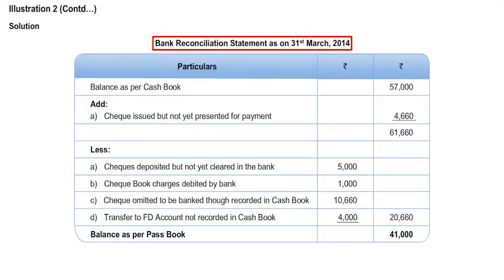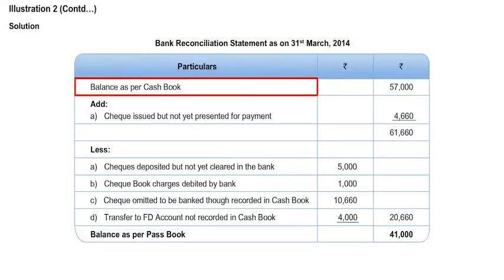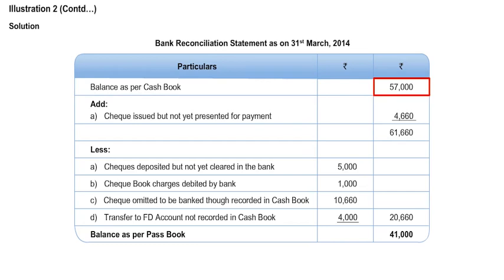Bank reconciliation statement as on 31st March 2014. Balance as per cash book. As I said, nothing is mentioned, so you will assume it is a normal balance. You don't need to write specifically debit balance or normal balance. When just balance is written, it is understood it is normal balance. So, balance as per cash book, 57,000. So, now we are moving from cash book to passbook and it is a normal balance, right? So whatever signs come in this column, those are relevant.